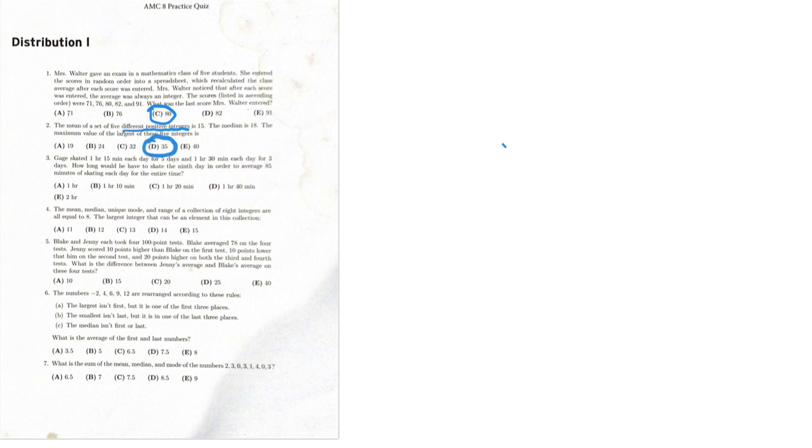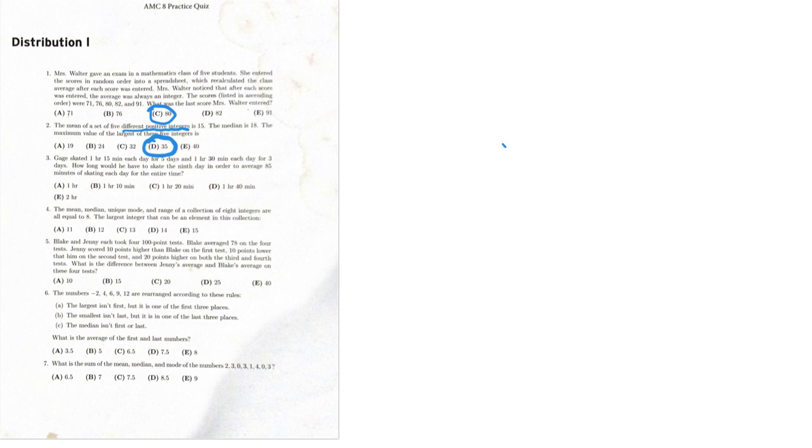Number 3, this problem is 2002 AMC 8, problem 18. Gage skated 1 hour 15 minutes each day for 5 days, and 1 hour 30 minutes each day for 3 days. How long would he have to skate the ninth day in order to average 85 minutes of skating each day for the entire time?